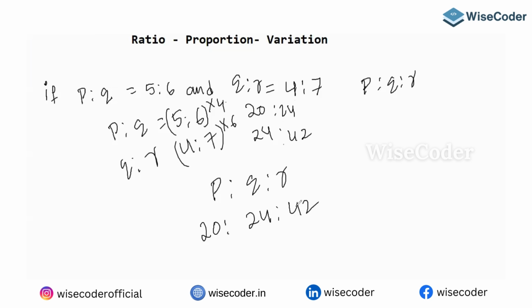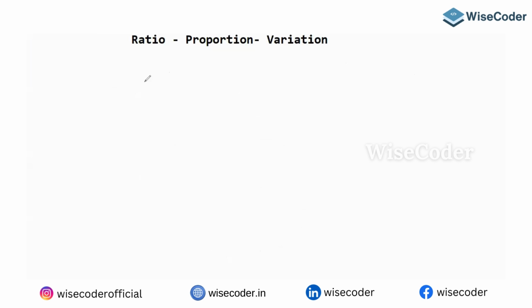So is anything common? 4 is common? No. 2 is common? Yes. So 10 is to 12 is to 21. So you can say the ratio here is 10 is to 12 is to 21. Let's go to the next question.